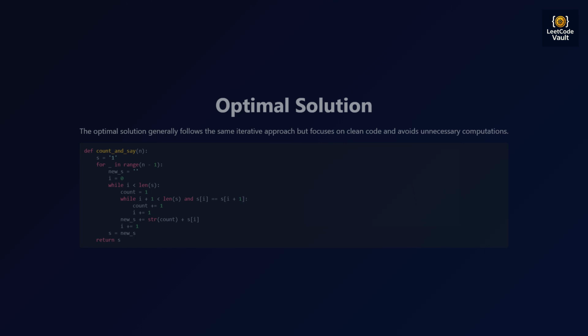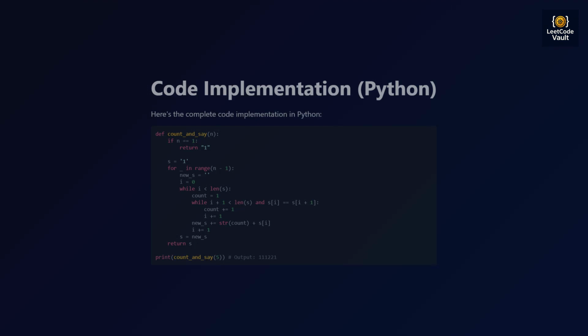Optimal solution. The optimal solution leverages dynamic programming. Instead of recalculating each string from scratch, we store and reuse previously computed results. We can build the sequence iteratively. We'll start with the base case, 1, and then build up to the nth string. For each iteration, we'll scan the previous string, counting consecutive occurrences of the same digit. This count and the digit itself will form the next string in the sequence. This iterative approach significantly improves the efficiency of our solution. By building upon previous results, we avoid redundant calculations and reduce the overall complexity.